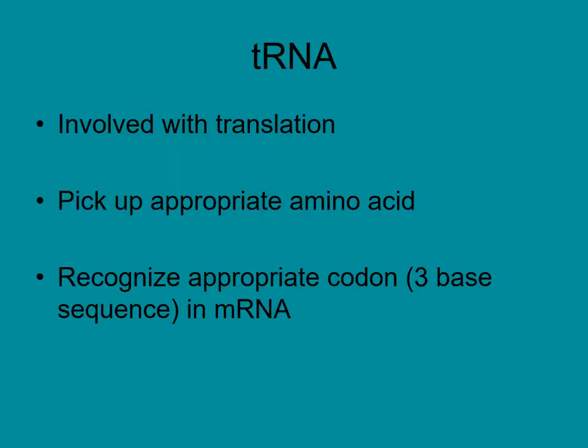So that tRNA is going to pick up an amino acid. It's very specific. There are 20 amino acids. It can only pick up one. If it picks up the amino acid glycine, that is the only one it will pick up. It is able to recognize a codon, which is a 3-base sequence, on the mRNA.